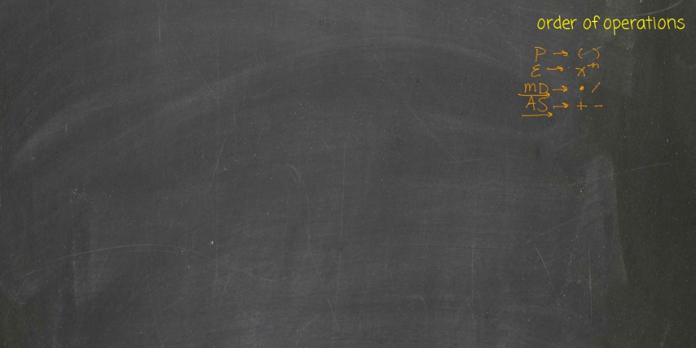So let's use an example to see why it's so important that we have an order that we work in. 2 plus 3 times 4 minus 8. Okay, so 2 plus, well, let's not put the minus 8 part on. Let's just look at 2 plus 3 times 4. So one person may come along and say, well, 2 plus 3 is 5 times 4 is 20.